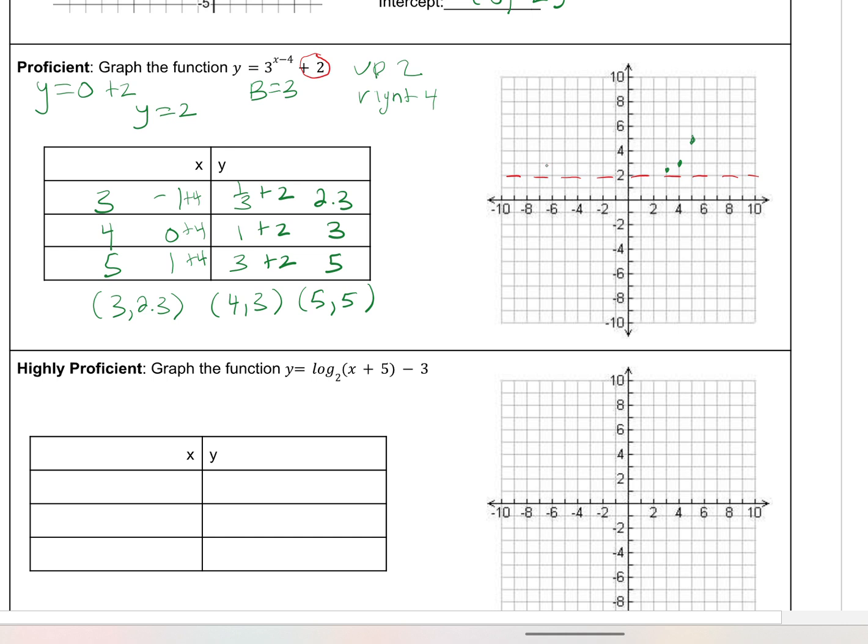So remember, the graph is never going to touch the asymptote, and it's kind of hard to draw it, but it's going to go like this and then go up, okay?